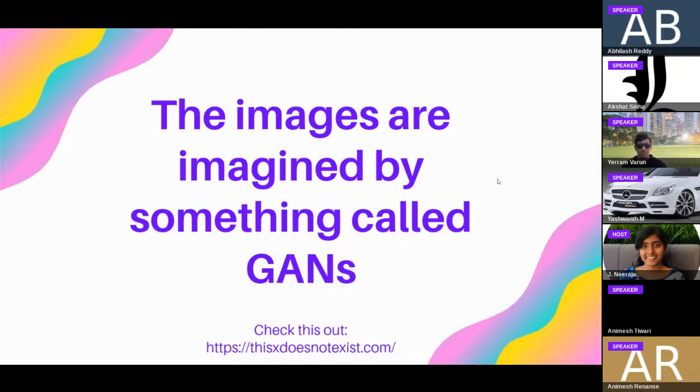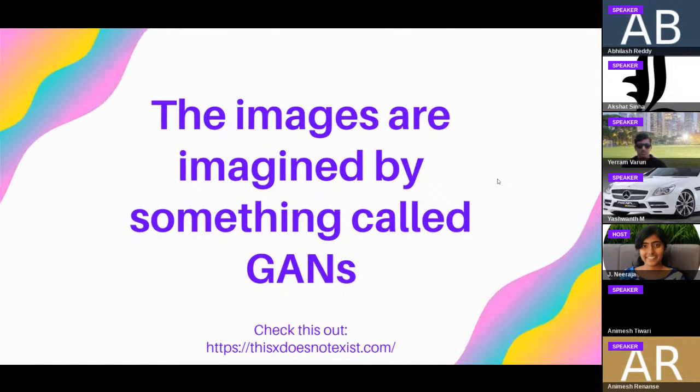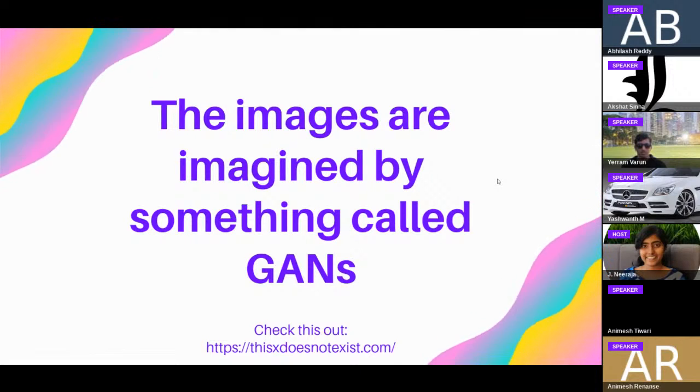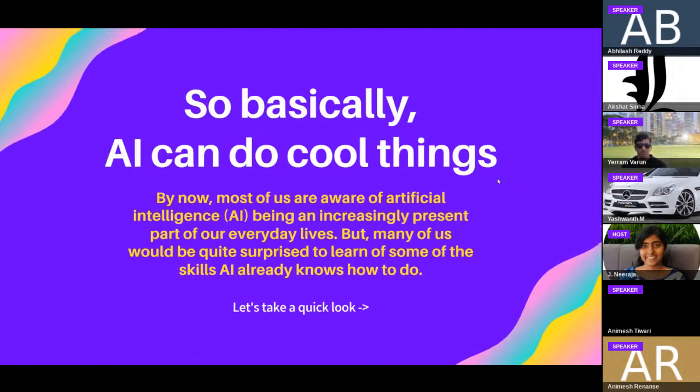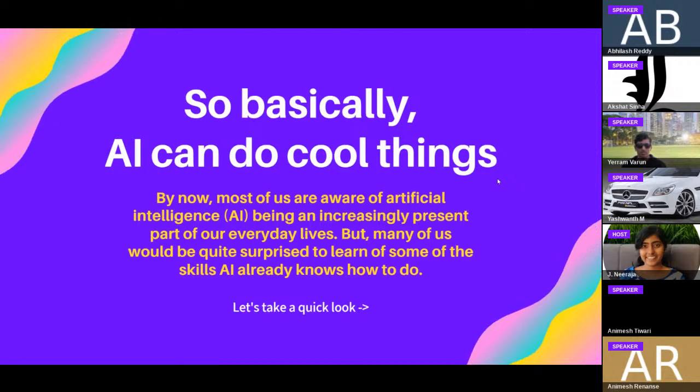They don't really exist. Below is a website which you can visit. It contains all the images that are generated by AI, so you can check the potential of AI. You can go to the next slide. As you saw, AI can generate images, but that's not all. AI can do a lot of cool things that you cannot even imagine. So let's check some of those out.